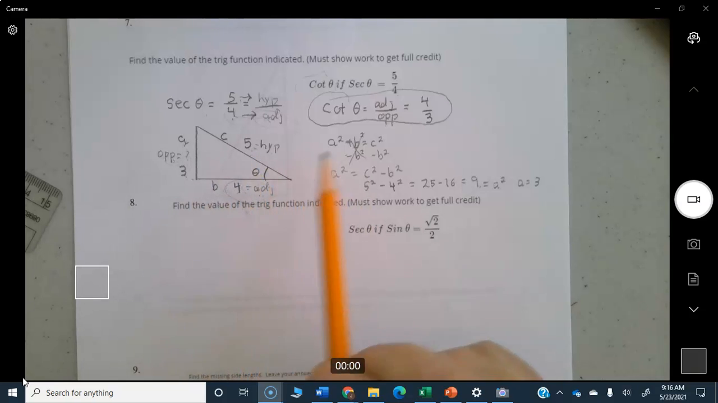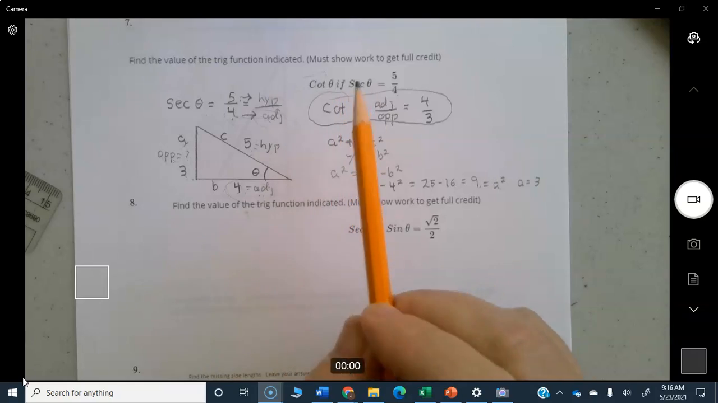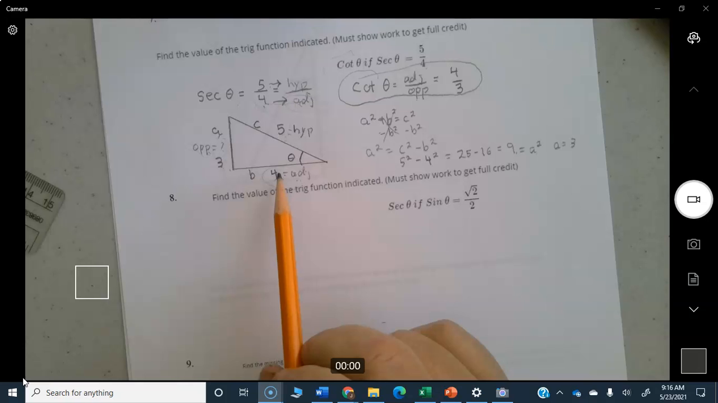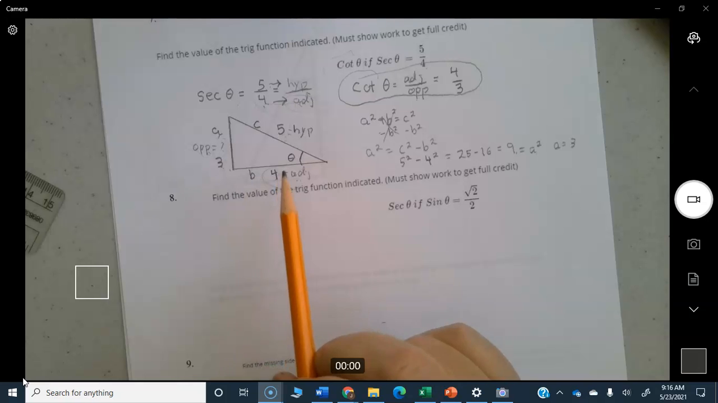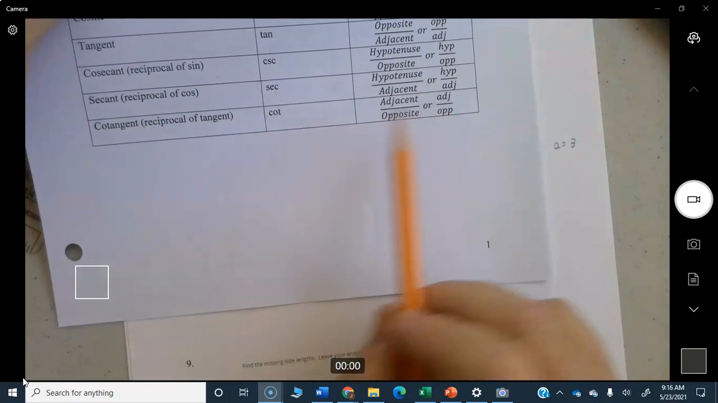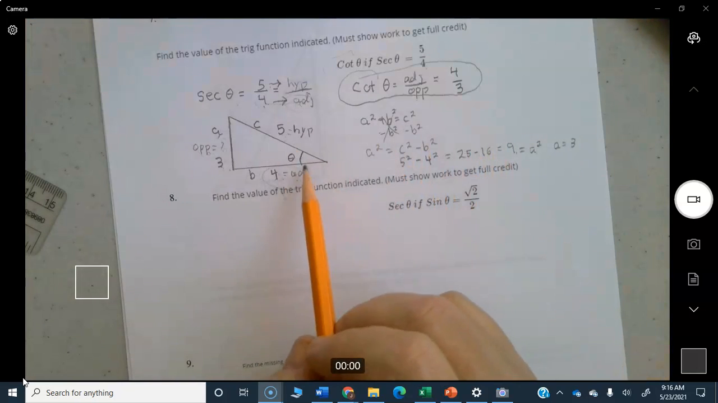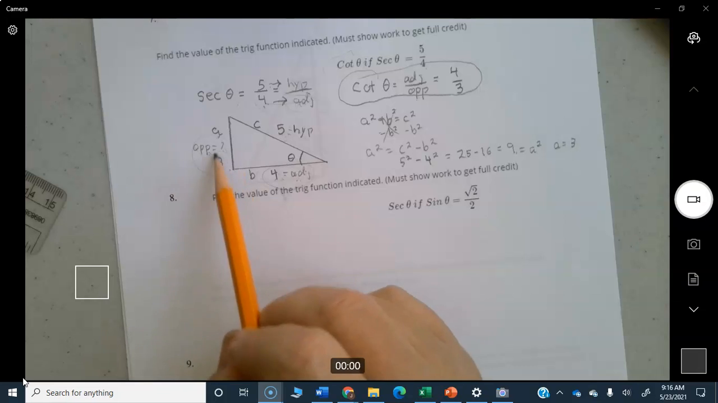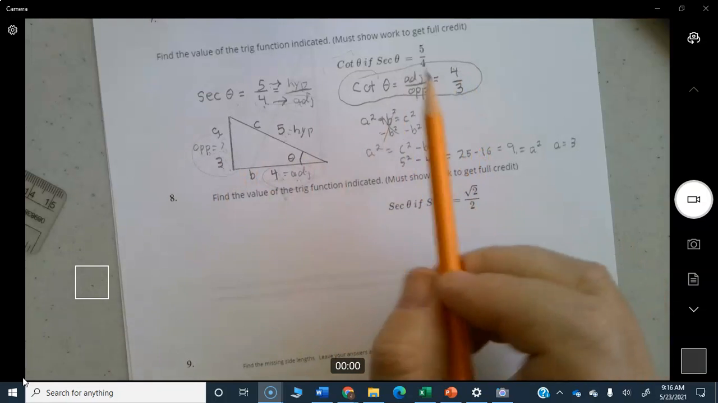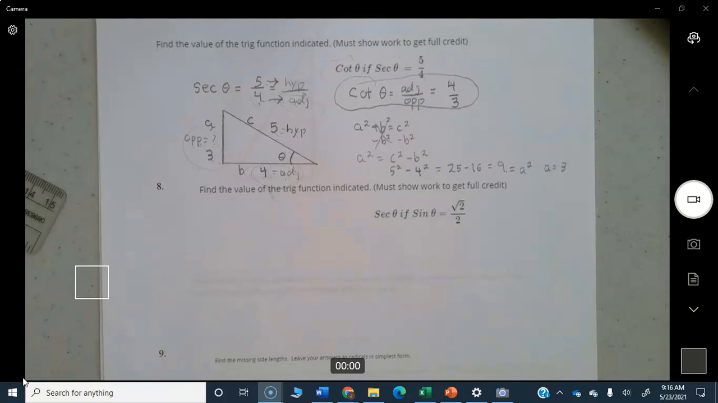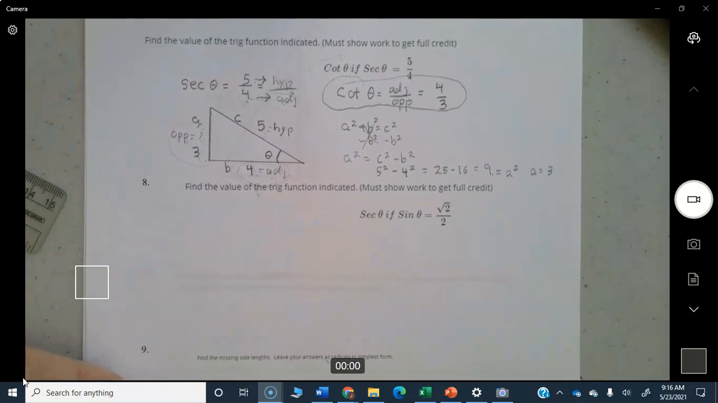All right, so now what we're looking for is cotangent. We come up here. Cotangent is hypotenuse over adjacent. Excuse me, wrong. Cotangent is adjacent over opposite. Okay, so there's adjacent 4, there's opposite 3, so 4/3, and that's the final answer for the cotangent. Okay, let's go on with the next one.